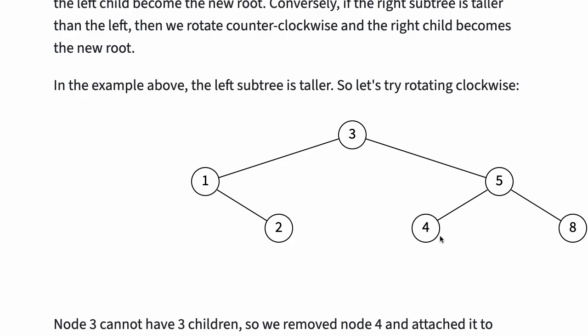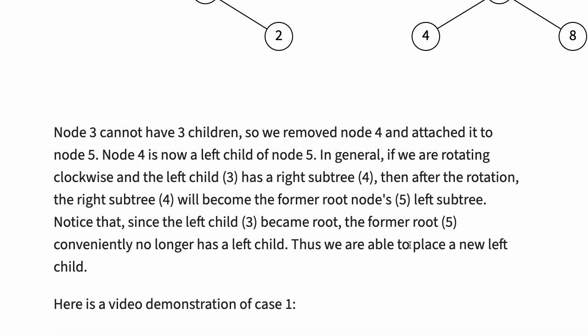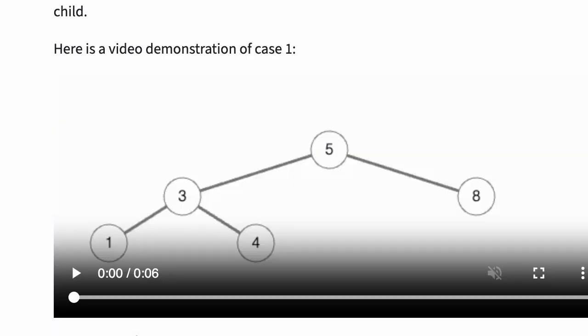In general, if we are rotating clockwise and the left child has a right subtree, then after the rotation, the right subtree will become the former root node's left subtree. Notice that since the left child became root, the former root conveniently no longer has a left child. Thus, we're able to place a new left child. Here's a video demonstration of case 1.